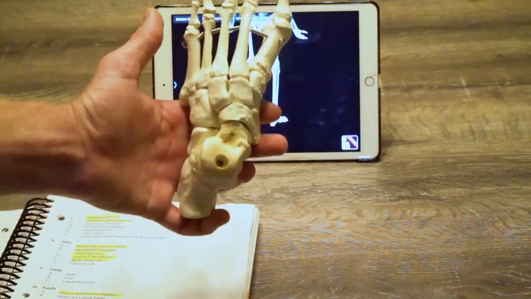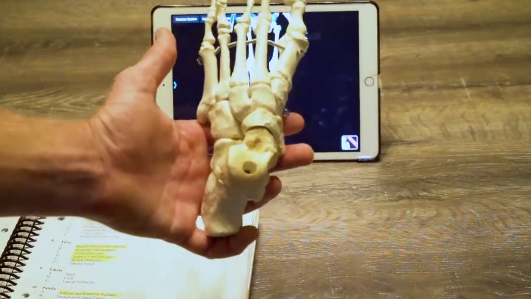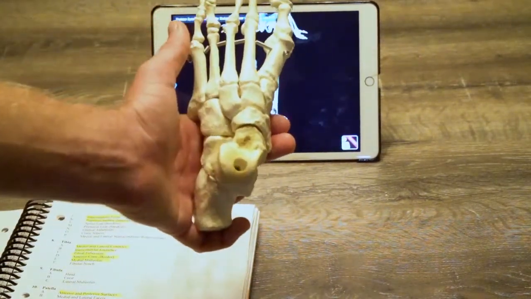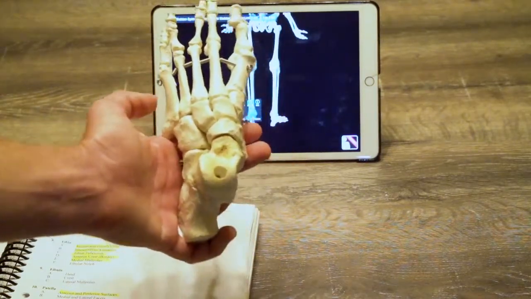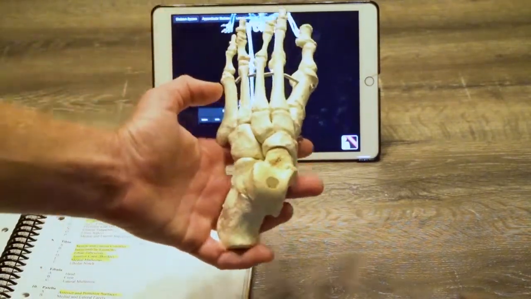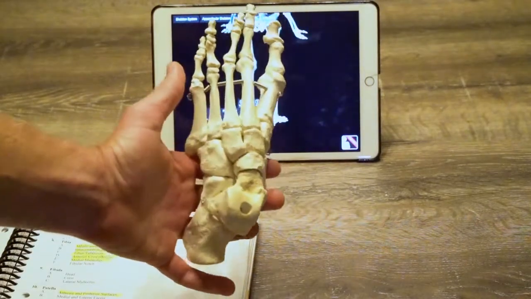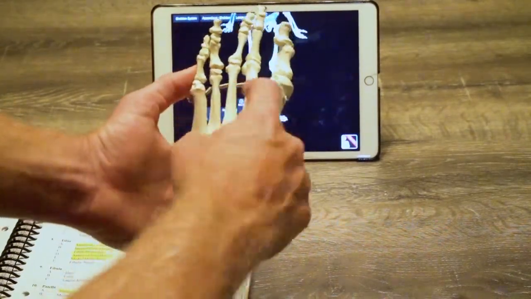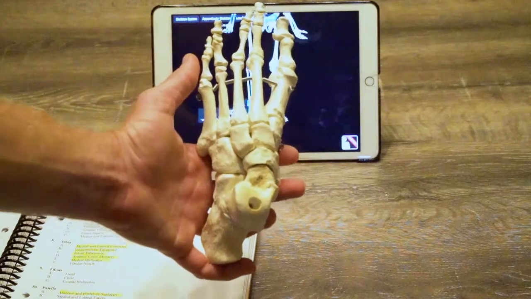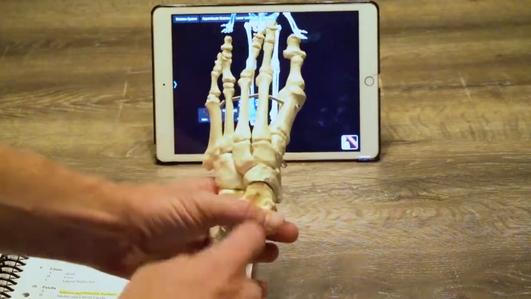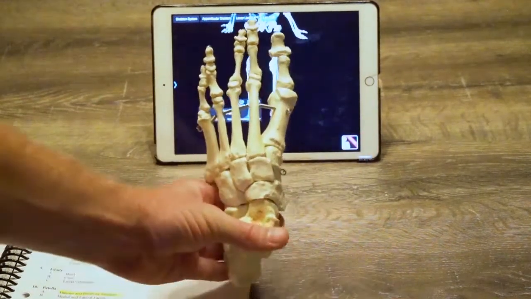So if you know what the word for beyond is in Latin, you'll know the name of these. Beyond in Latin is meta, as in metaphysical or metadata. Well, what do you think these are going to be called since they're beyond the tarsals? Well, these are called your metatarsals, just like we saw in the hand with the metacarpals. And with your metatarsals, you have a numbering system.